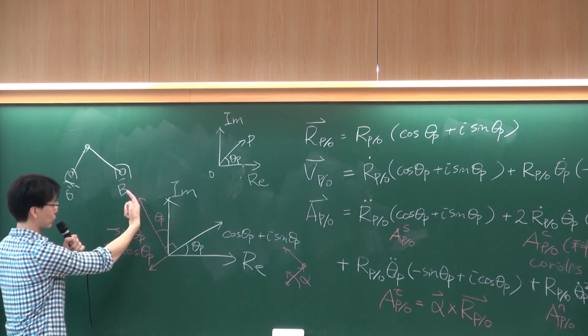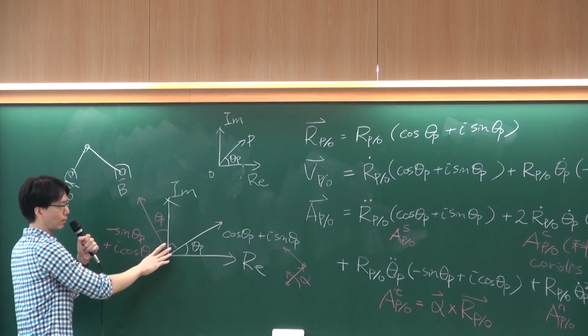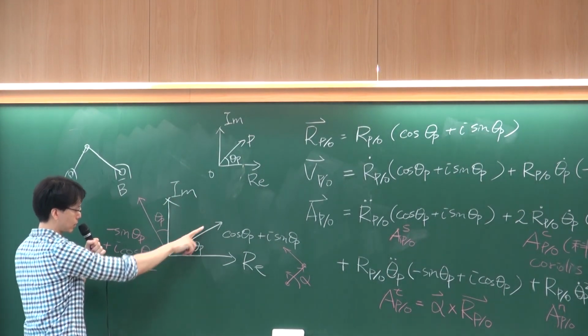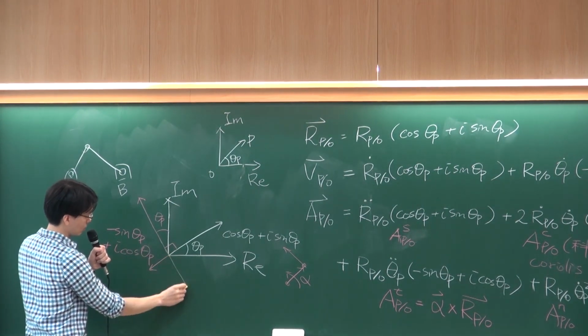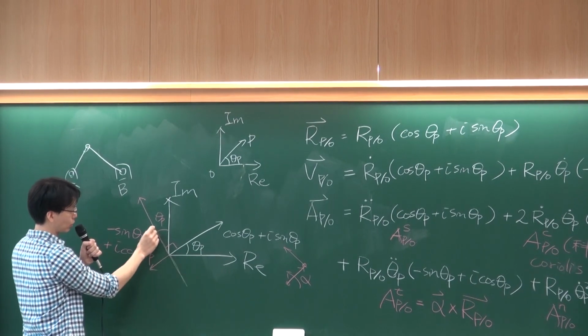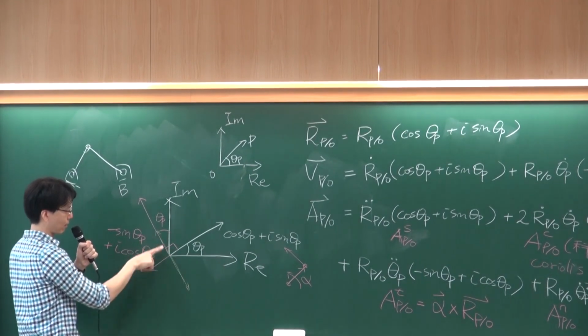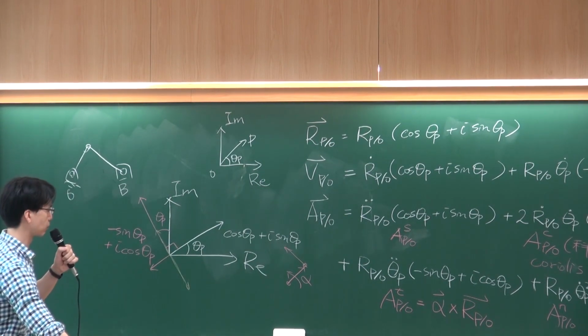Either this way or this way, we know it's always perpendicular to the original one, I mean this RPO. If RPO is in this direction, the tangent component is always in this perpendicular direction. But I don't know if it's this one or this one. It depends on the direction of the angular acceleration.